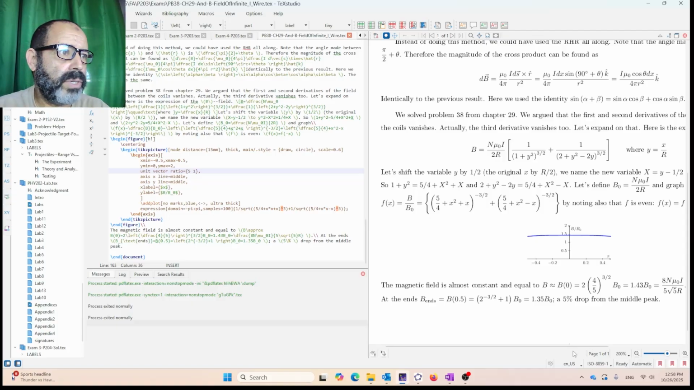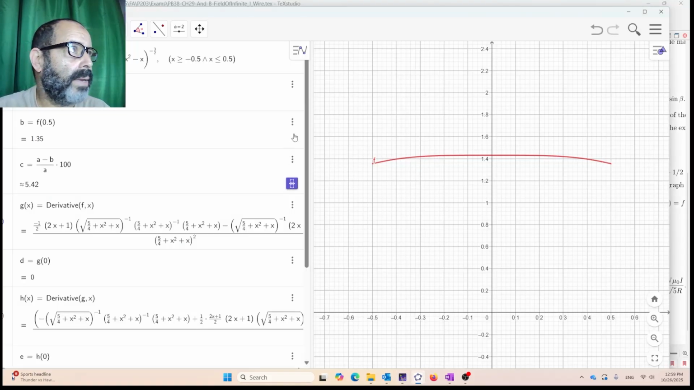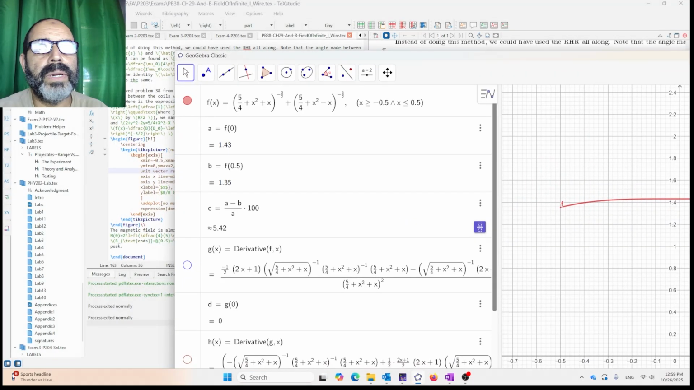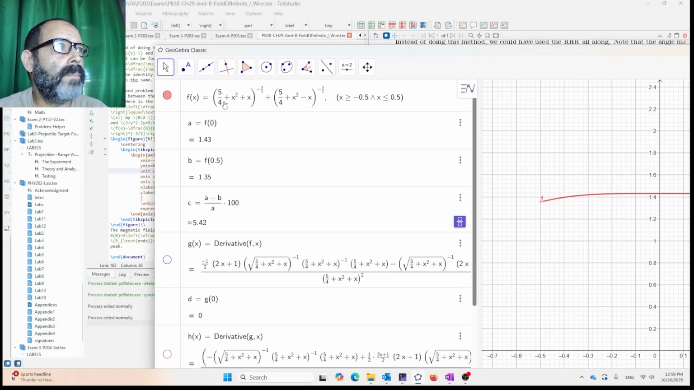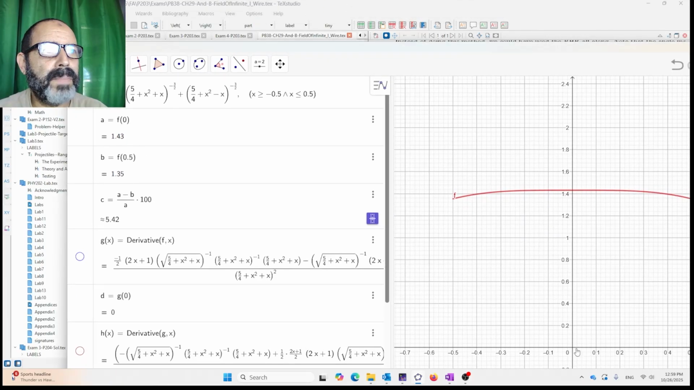Let me share with you GeoGebra just to show you how this thing looks like. Again, I am plotting the function in here. It's the same function that we've been dealing with all along, the same even function. We shifted the origin, so this x equals 0 on the graph is actually the middle of the coils.